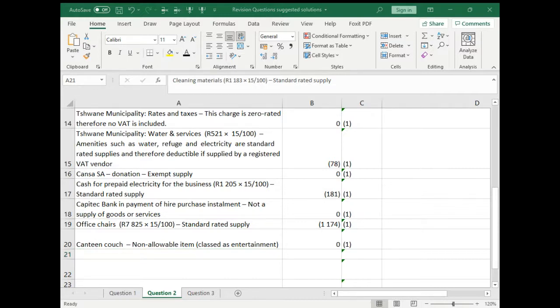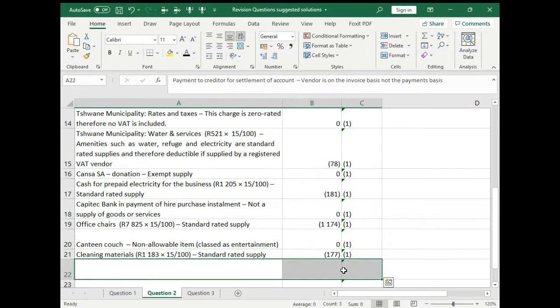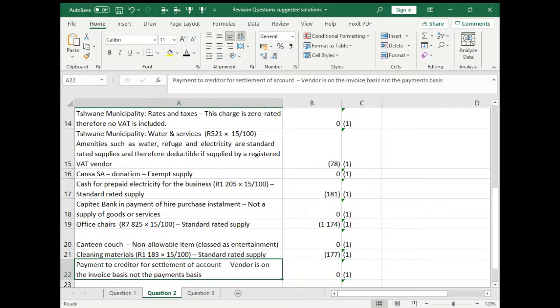Okay, then we had cleaning materials and a payment to creditor for settlement of account. Now, cleaning materials is a normal supply of goods and services, so that I can deduct at the standard rate. However, a payment to my creditors, the vendor is on the invoice basis and not the payment basis. So what that means is we would have already claimed the input VAT when we received the invoice initially and not when we make the payment. Okay. Unless we paid it before we received the invoice, then you would have claimed it. But in this scenario, you can assume the invoice was received previously because it's a settlement of account.